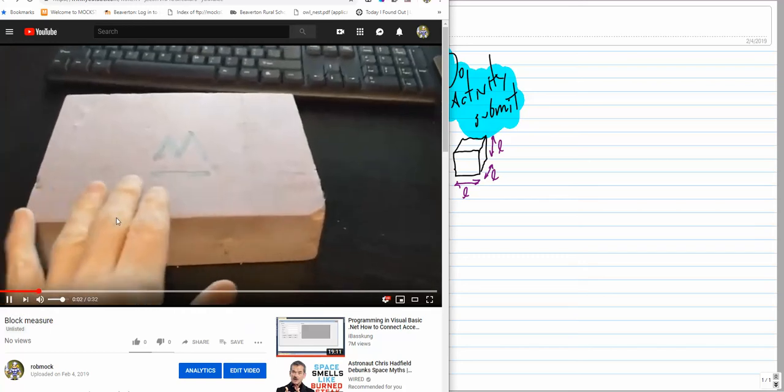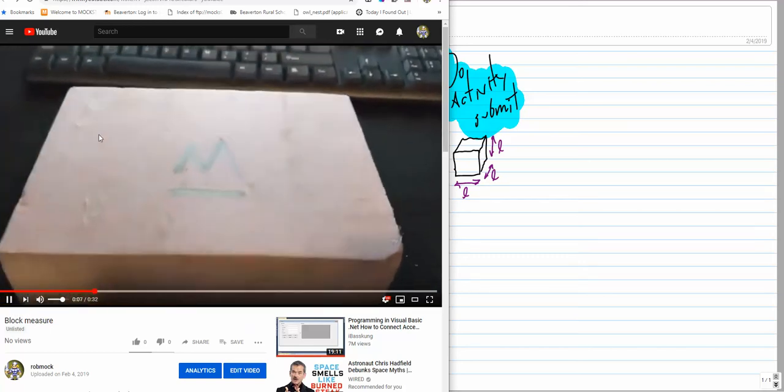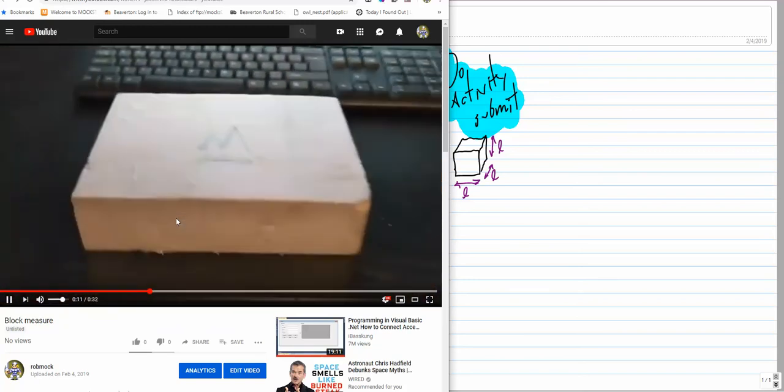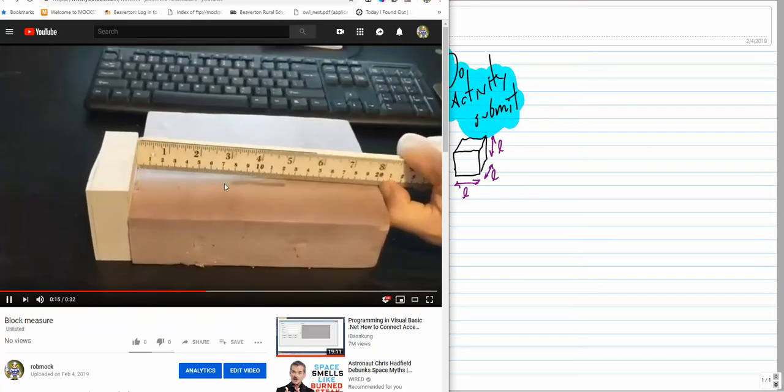So I've got this block. Here's the length. Here's the width, the second longest. And then here would be the height, top to bottom. And so then I'm going to take a meter stick and I'm going to measure that.